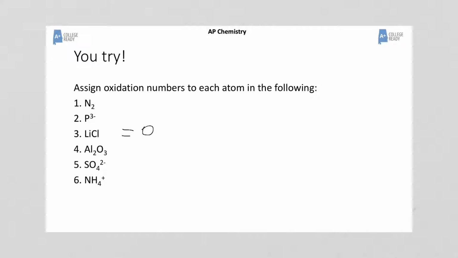So once you just have an ionic compound like LiCl, these oxidation numbers are really going to be their normal charges. So we know Li is a group 1 metal, it's plus 1. Chloride is a group 17 halogen, which have charges of negative 1. So that would make sense. So we've got plus 1, negative 1 equals 0. Same thing with number 4 as a neutral compound. Again, we'll just go with their normal oxidation numbers, which are their normal ionic charges. So aluminum will be plus 3, oxide will be negative 2.